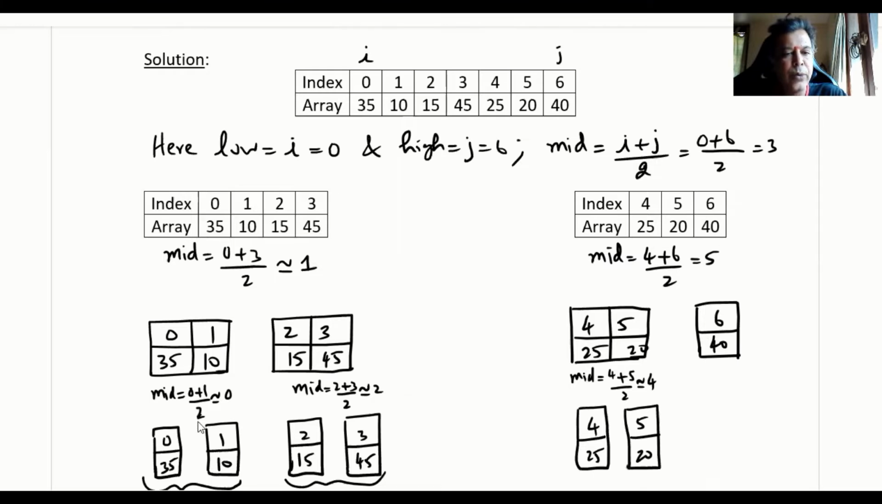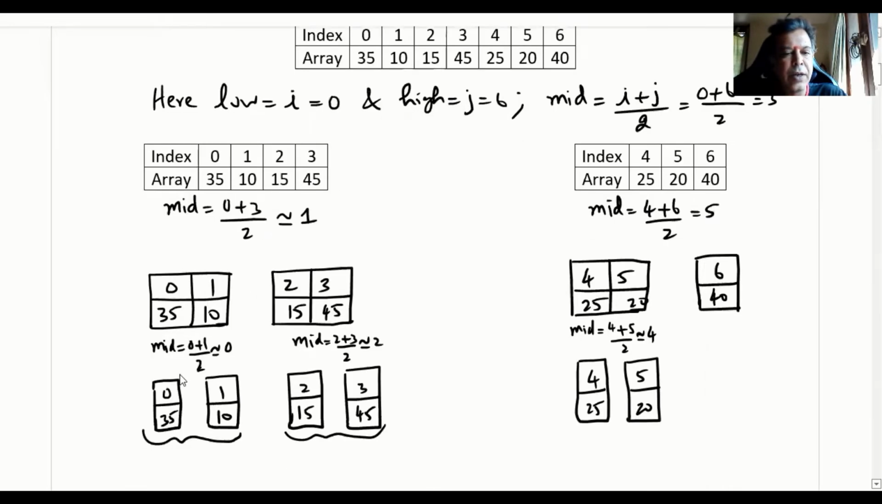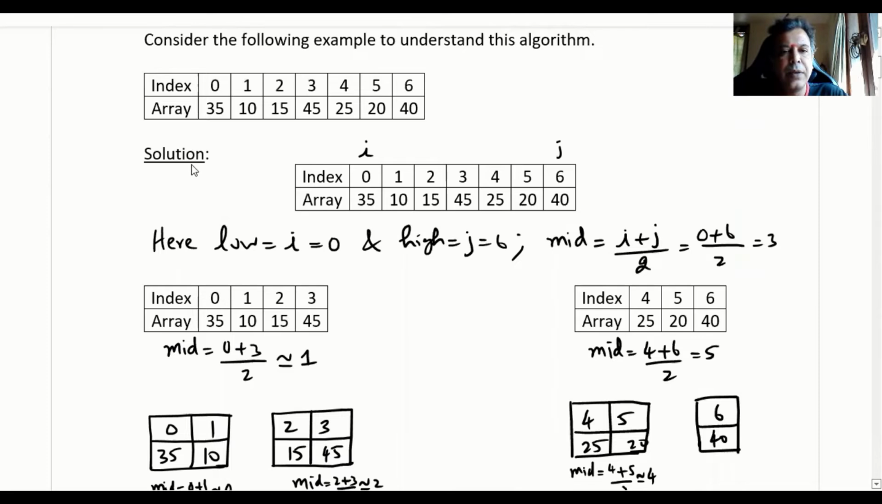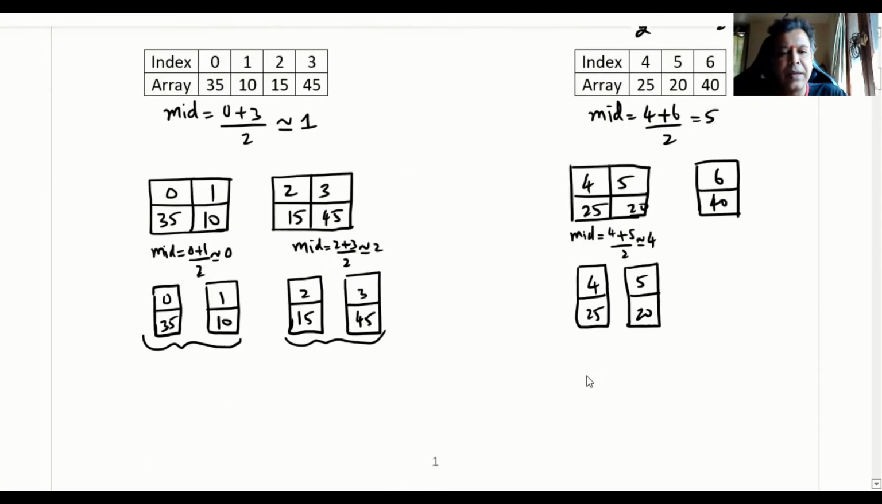(0 plus 1) by 2 is 0.5, which is approximated or truncated to 0. We always consider the floor value. Here it is (2 plus 3) by 2, which is 2.5, approximated to 2. Here it is (4 plus 5) by 2, which is approximated to 4. That means this one will be split into 0 and 1, then here 2 and 3, and here 4 and 5. Now we have split the big array into smaller elements.